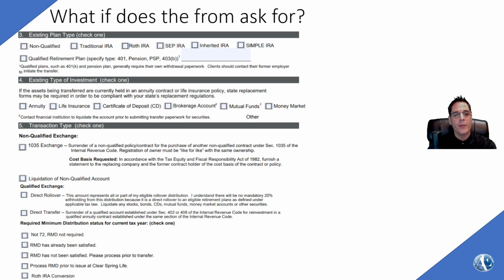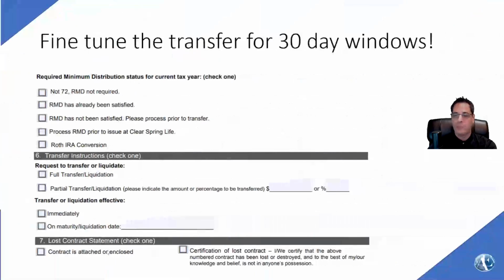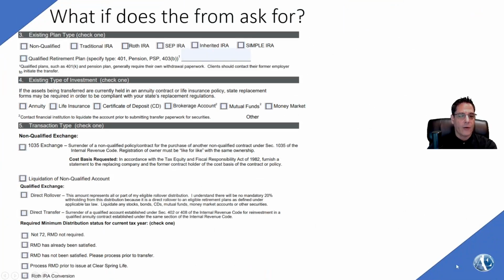Where is it coming from? You can break it down if it's coming from annuity, life, a CD, a brokerage account, mutual fund, money market, or other. So that's where your money's coming from. This is the transfer form, right? And then you break down the types. You got the non-qualified, 1035 exchange, or your liquidation of a non-qualified account. We have our rollover here, direct rollover.